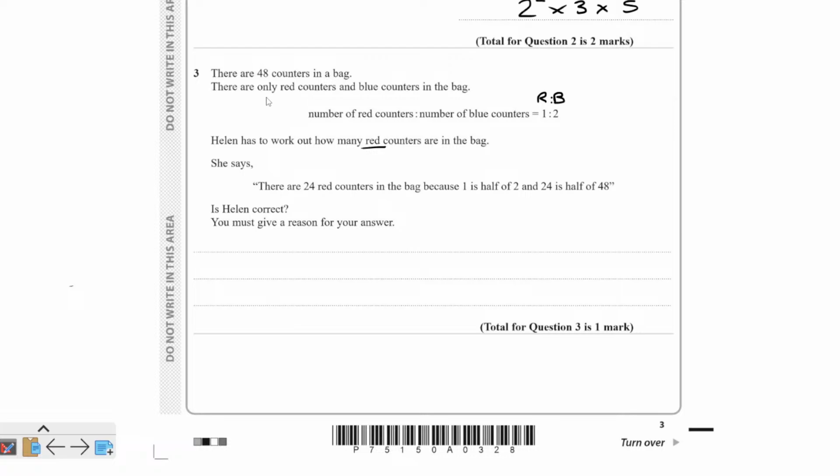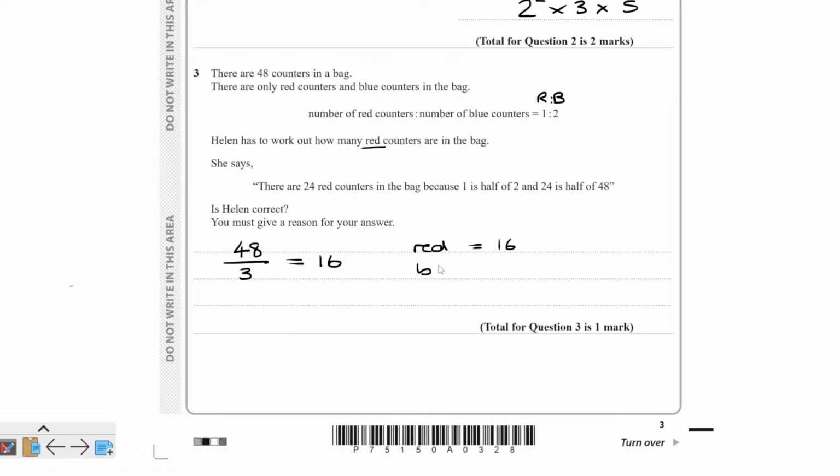So we're just sharing out 48 into this ratio 1 to 2. When you're sharing out a ratio, you have to add together the two parts, so 1 plus 2 is 3, and that's what you divide by. So we do 48 divided by 3, which gives us 16. Obviously, you can put that in the calculator. That means we get 16 counters per part of the ratio. Now, in terms of red, it's only one part, isn't it? So red is just 16.